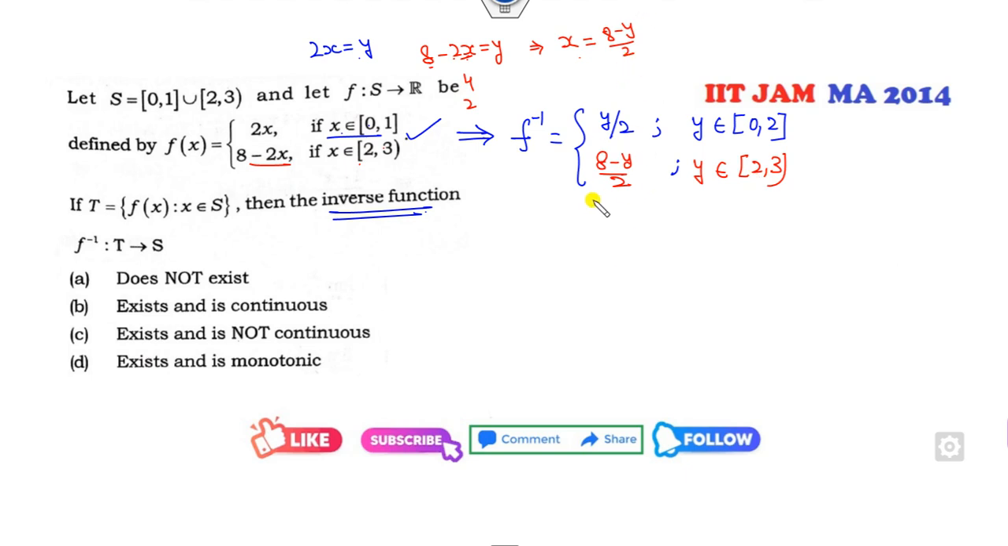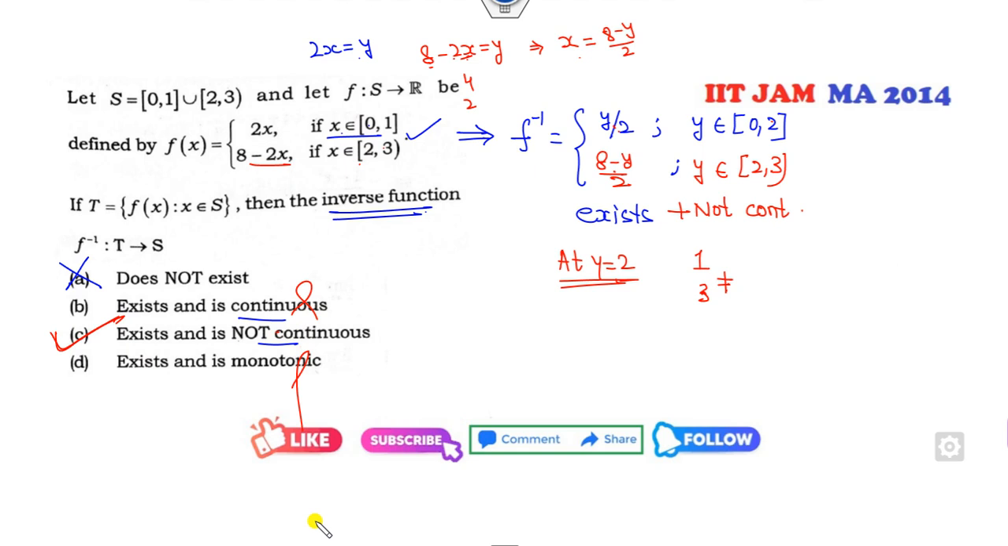Now clearly, what is that? Does not exist. That's wrong. It exists. Fine. Now they are talking about continuity. Whether it's continuous, you can see at the point 2, at y equal to 2, the upper limit is 1, the lower limit is 8 minus 2, 6 by 3, which are not equal. So that means it exists but is not continuous. So exists and not continuous is the right answer of this problem.